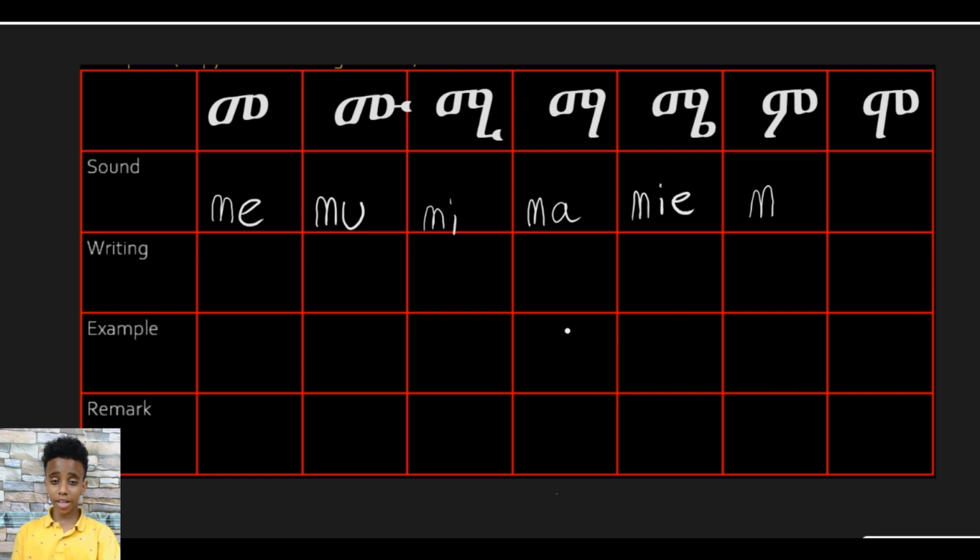Our last letter is the letter Mo. Mo. And Mo can be written by writing M-O. Mo.